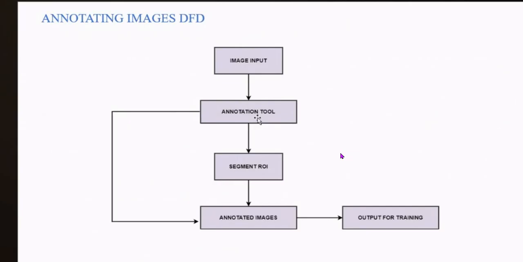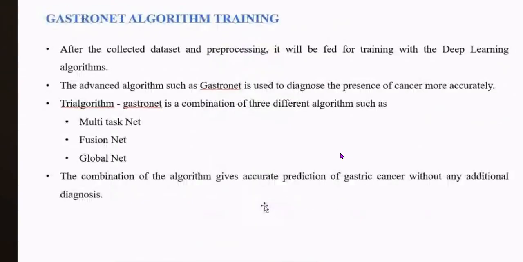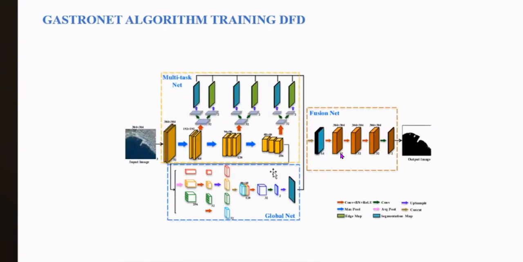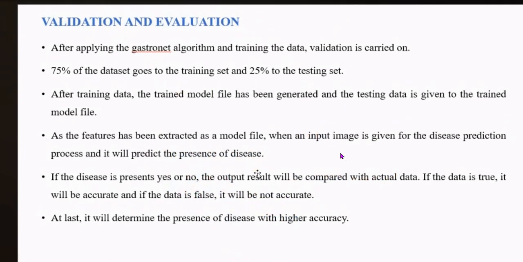I'm using Make Sense AI, sir. When an image is given for input, it will pre-process the data and remove the noise as well as redundant data. So I'm using Make Sense AI here to get better results, sir. After annotating images, it will be output for training, sir. And here, as I have discussed earlier, I'm using MultitaskNet, FusionNet, and GlobalNet. It falls under the architectural diagram.